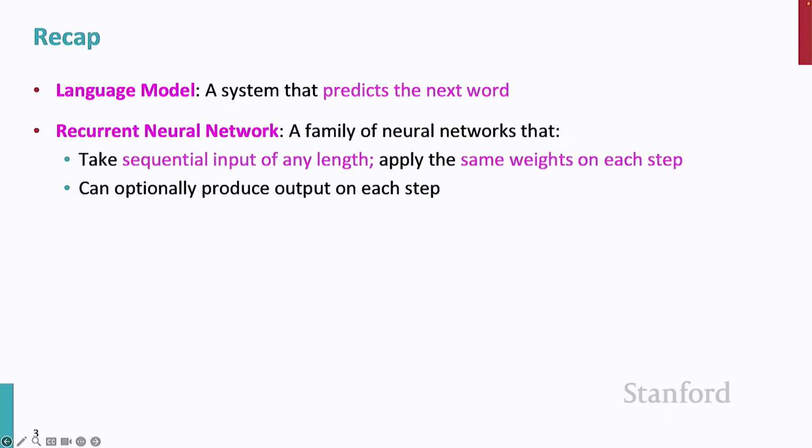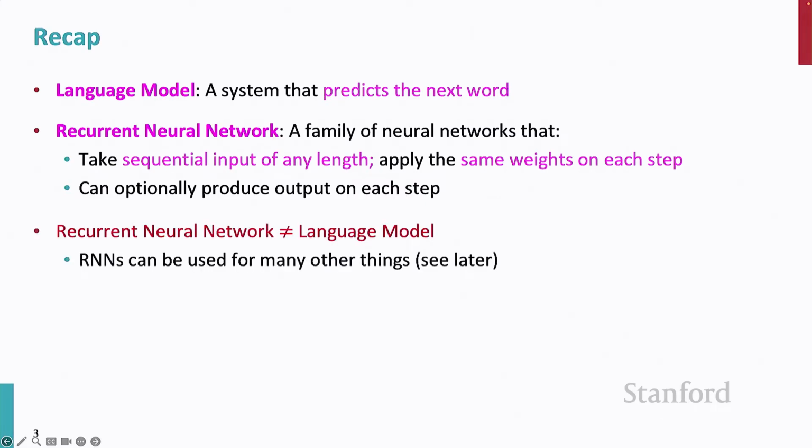Okay, so on Tuesday, what we did was we introduced language models, a system that predicts the next word, and then I introduced recurrent neural networks. So that was this new neural architecture that can take sequential input of any length, and it applied the same weights at each step and can optionally produce output on each step. So these are two distinct notions, though they tend to go together.